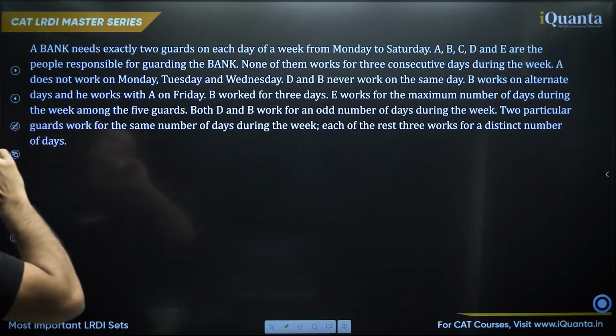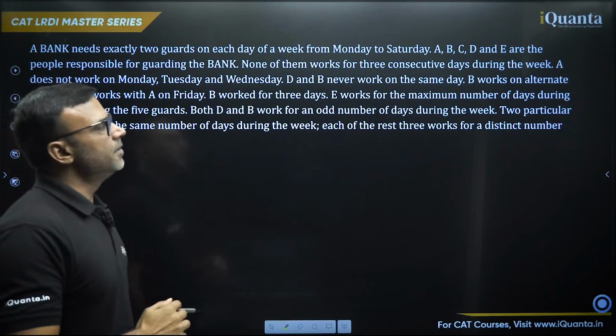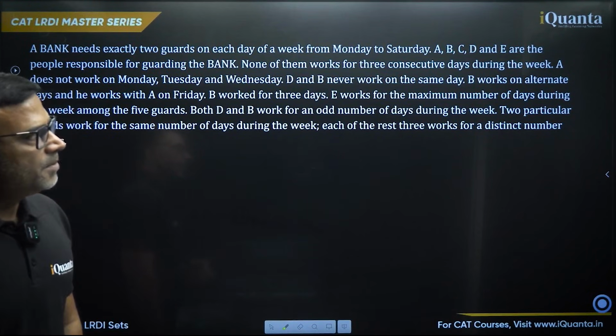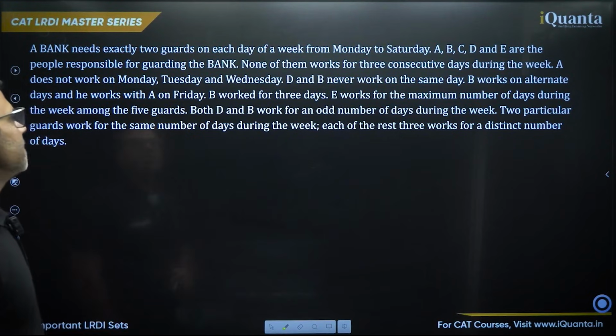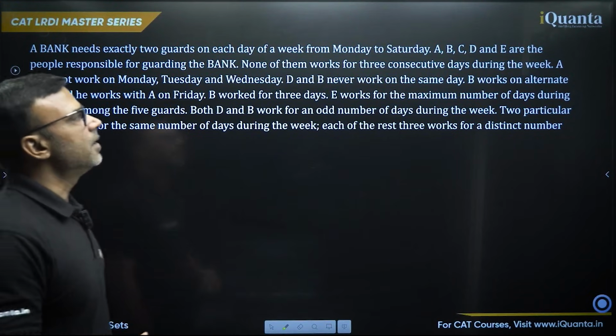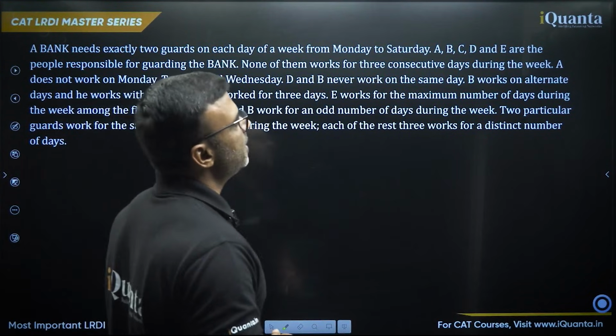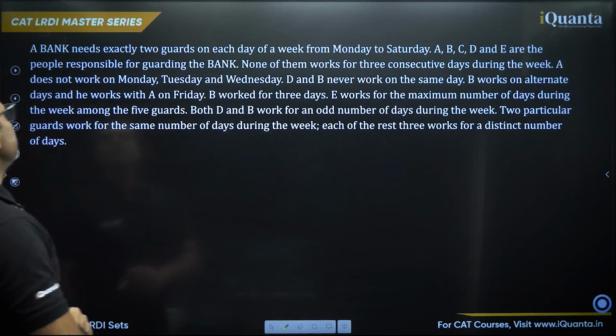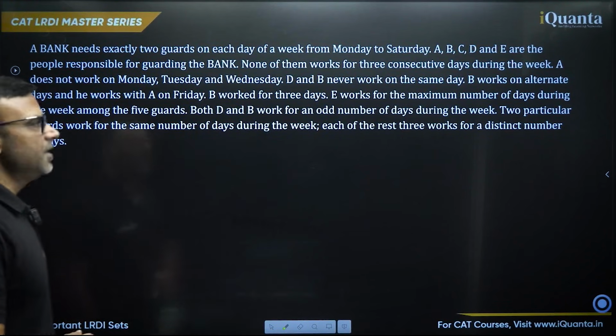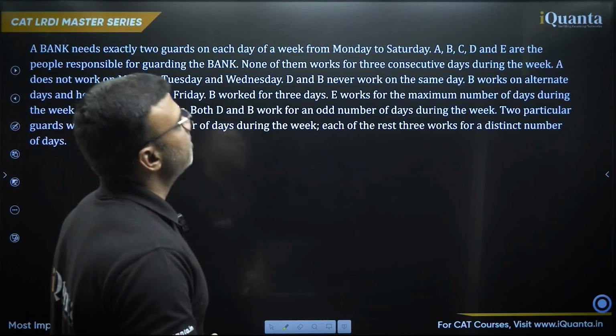A bank needs exactly 2 guards on each day of the week from Monday to Saturday. A, B, C, D and E are the people responsible for guarding the bank. None of them works for 3 consecutive days during the week. A does not work on Monday, Tuesday and Wednesday. D and B never work on the same day.